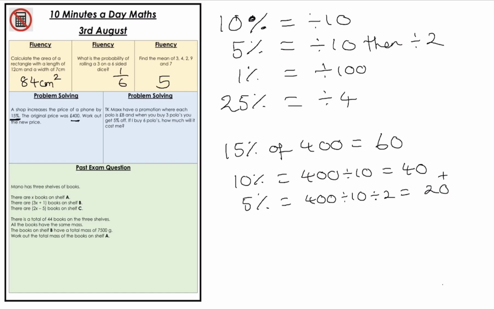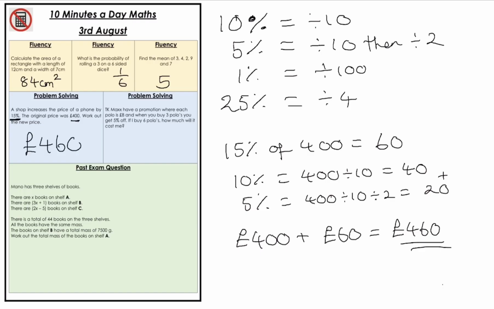And now the question wants the new price. So that means I'm going to do the £400 plus the £60 increase, which means my new price of the phone is £460. Always make sure you're reading what the question wants. Does it want you to find 15% or does it want the new price? Make sure you do that. Otherwise, that's how you will lose marks in your exam.